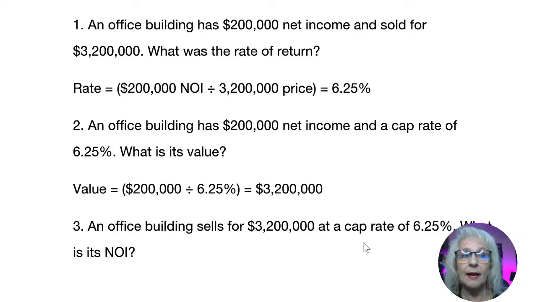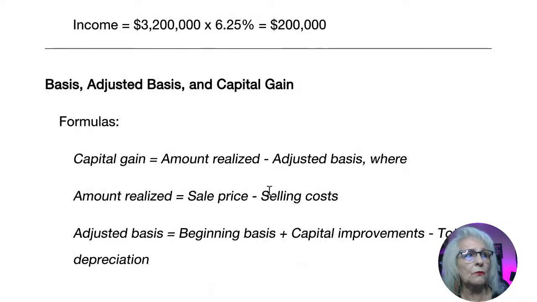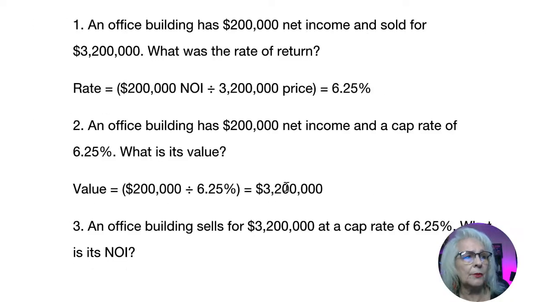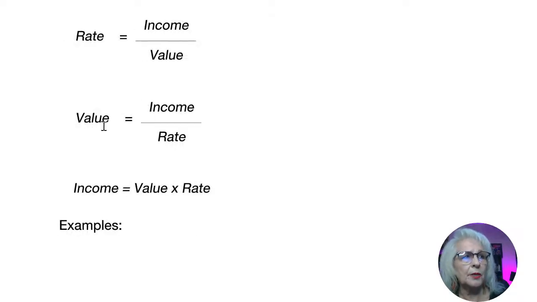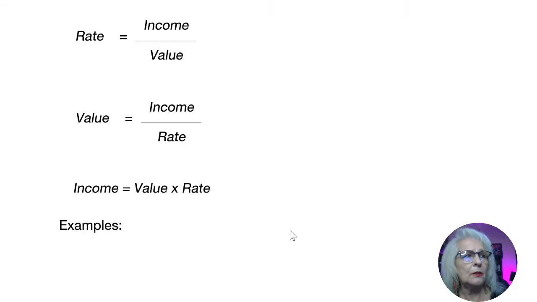Number 3, an office building sells for $3,200,000 at a cap rate of 6.25. What is its NOI? So we have, what do we have? Sells for $3,200,000 and has a cap rate of 6.25. What is the net operating income? So what is the income? Value times the 6.25 will give us the income.